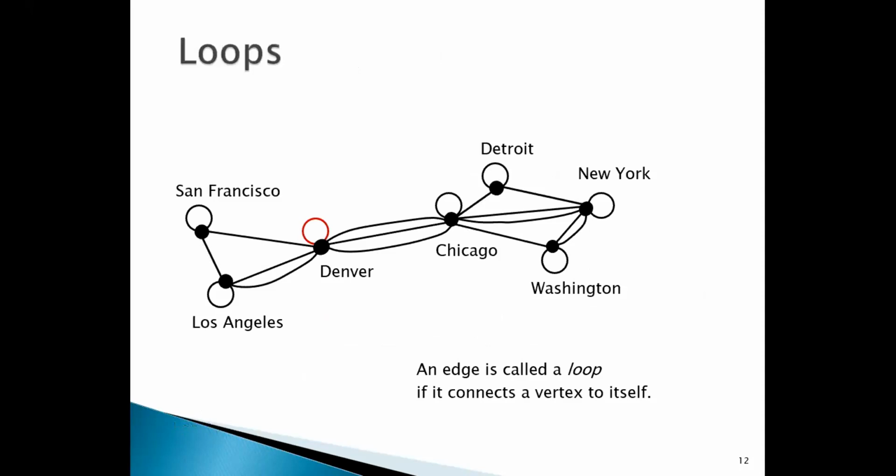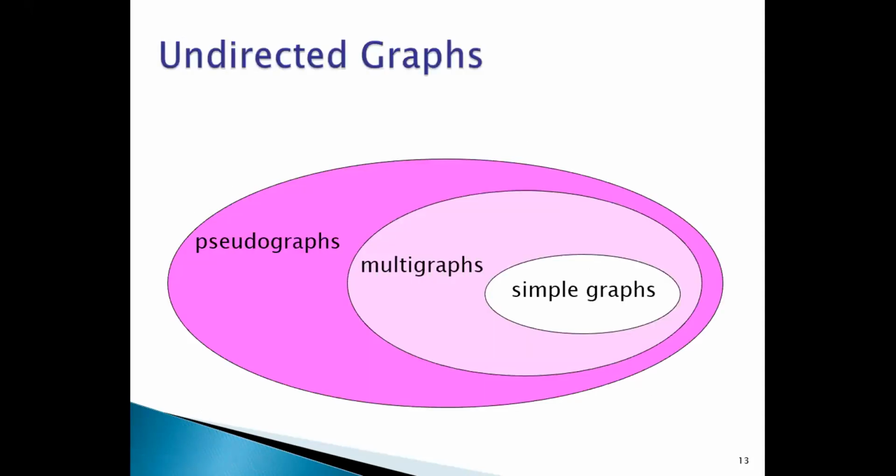Next one is the loop. I think you have understood what a loop is. An edge is called a loop when it connects a vertex to itself. That means Denver is connected with Denver, San Francisco is connected with San Francisco. So you can see that we start with the simple graph, then from the simple graph you get the multigraph, and from the multigraph you get the pseudograph. So these are the examples of the undirected graph. What type of graph?